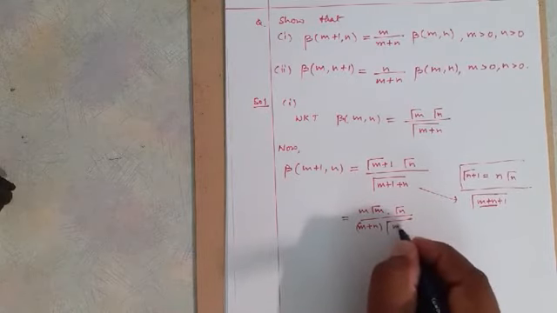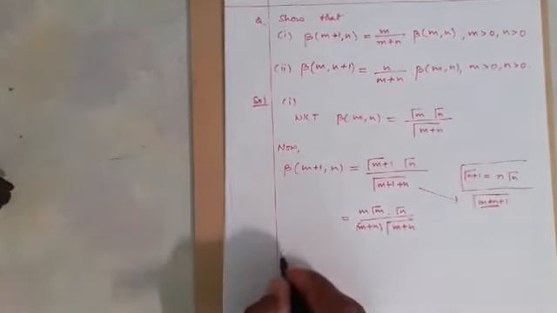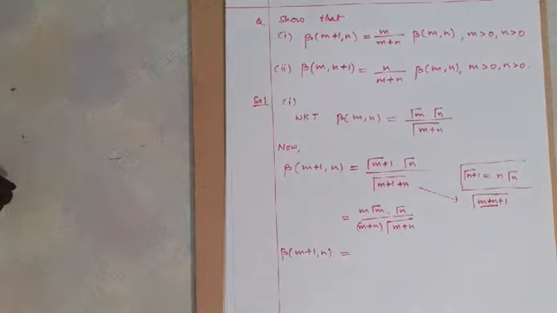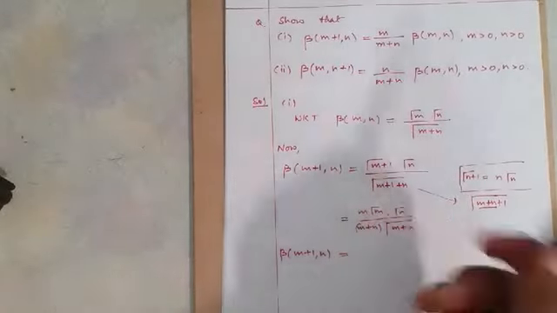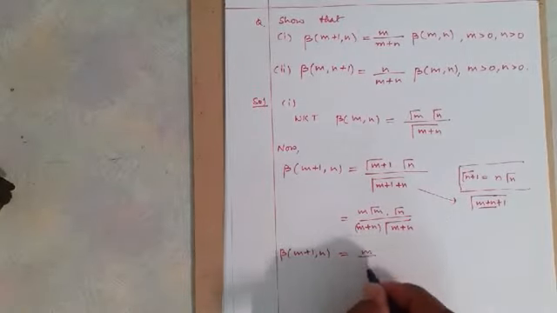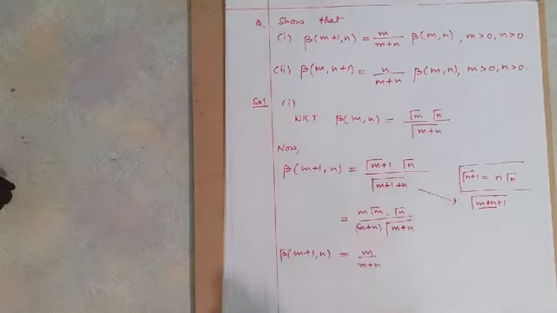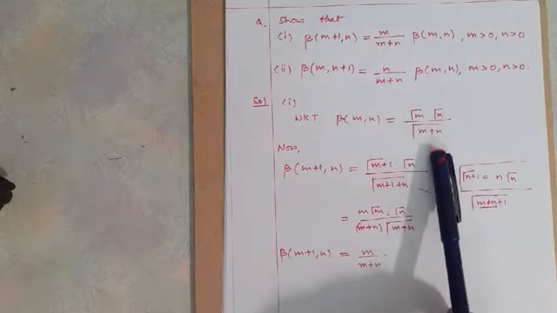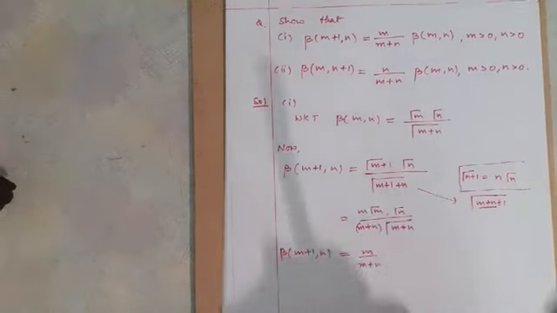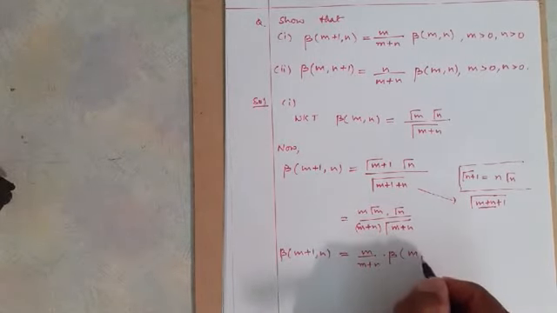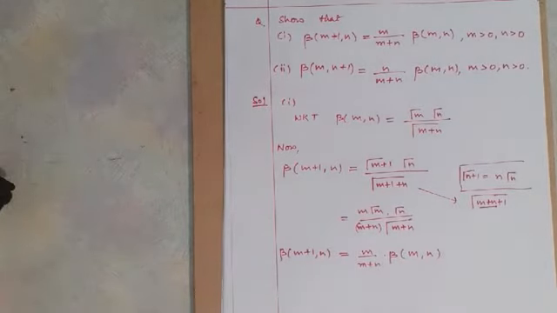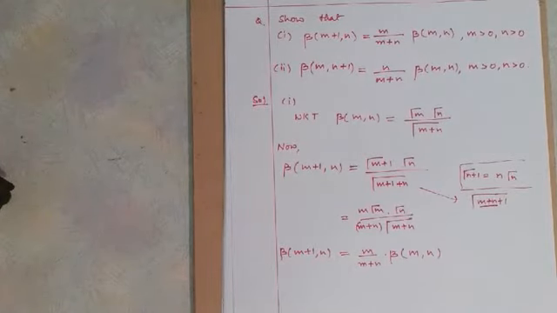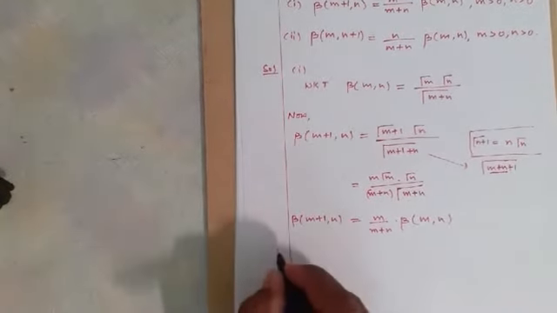gamma m plus n. Now beta of m plus 1 comma n is equal to, now you can see here we have m by m plus n. This is nothing but m by m plus n into, now when you see the relation between beta and gamma, that is gamma m gamma n by gamma m plus n. So in this place I can write beta of m comma n, hence proved. So this is the first bit. Now the second bit is homework for you. You do the second bit as homework.